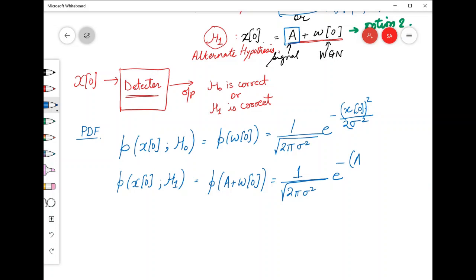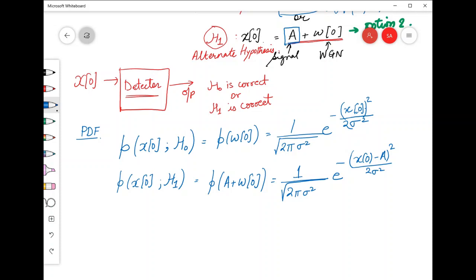Okay. It is going to be x0 minus A whole square over 2 sigma square. Alright, so these are the two probabilities that you are going to get for hypothesis 1 and for hypothesis 0.